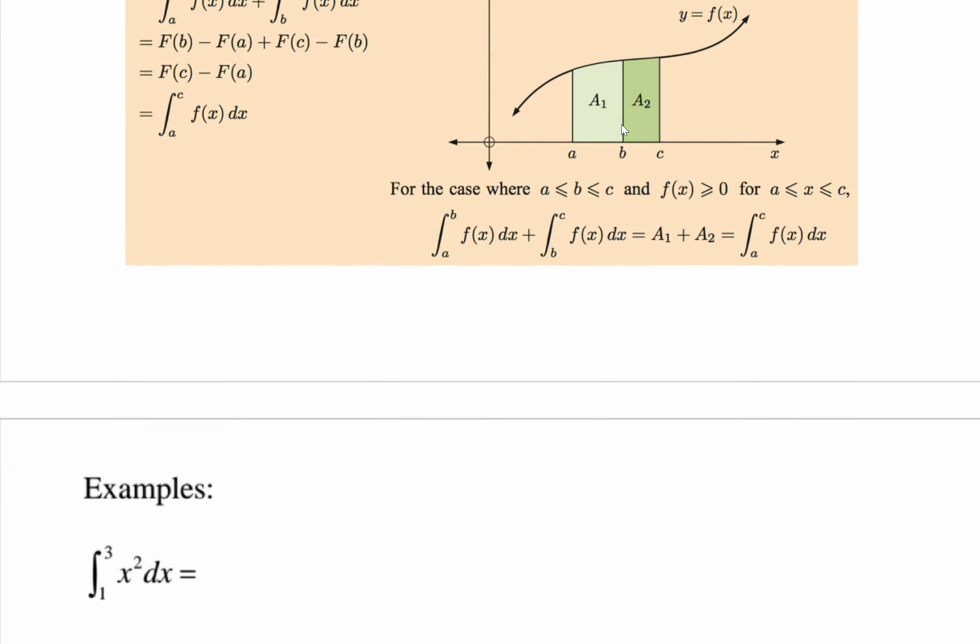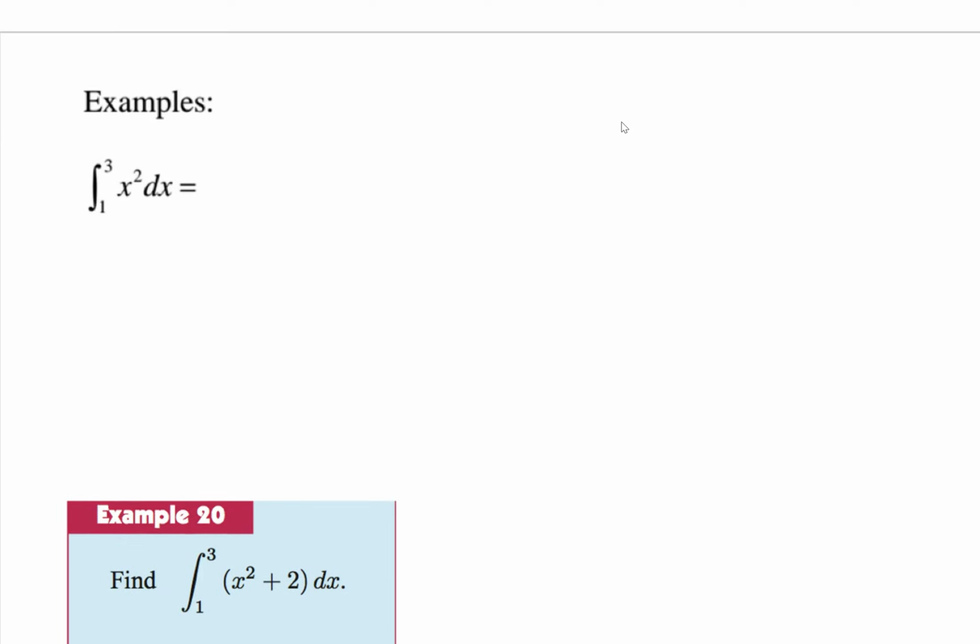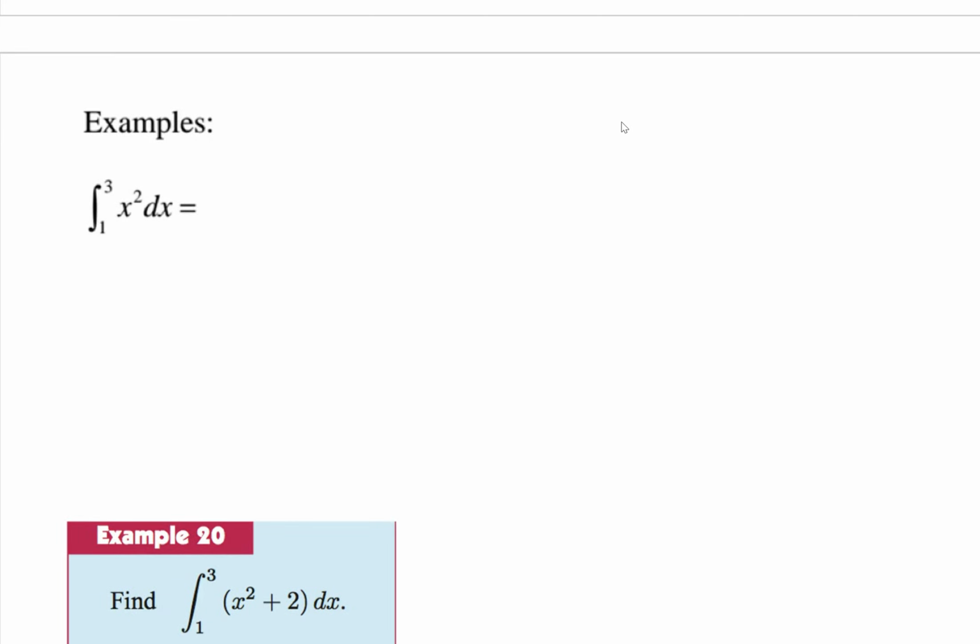Okay, so let's do an actual example that we talked about earlier. Let's actually integrate with limits. So step 1, integrate the thing. This is a basic power rule. You add 1 to the power, divide by the new power. So we're going to get x cubed over 3.